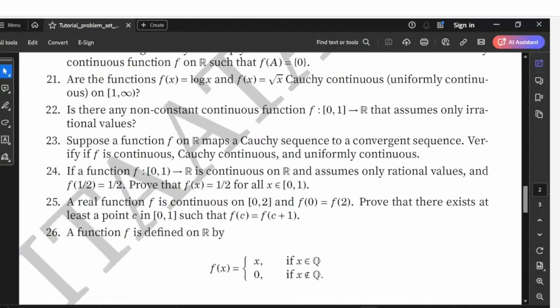What about question number 25? Continuous on 0, 2 and f of 0 is f of 2. Prove that there exists at least one point c in 0, 1 such that f of c equals f of c plus 1. What shall we do? We have to construct a function. What function shall we consider so that we can apply the intermediate value theorem?